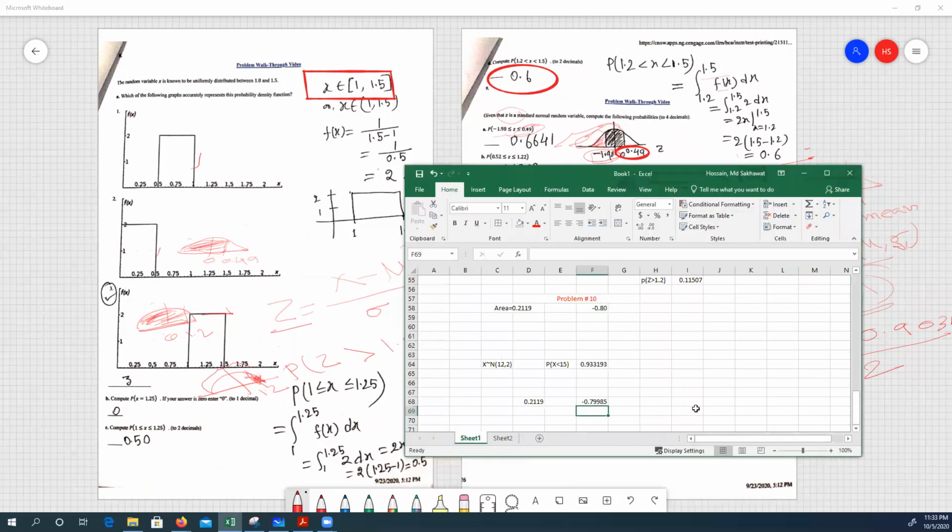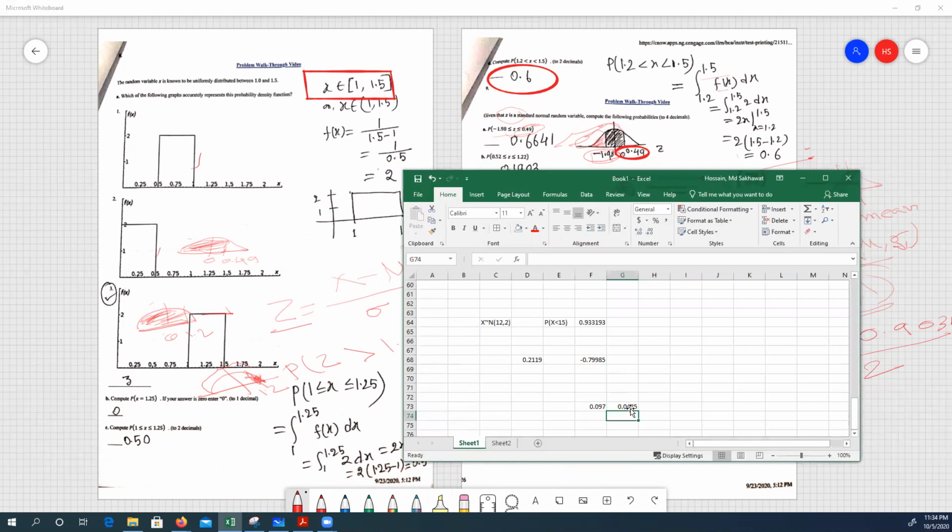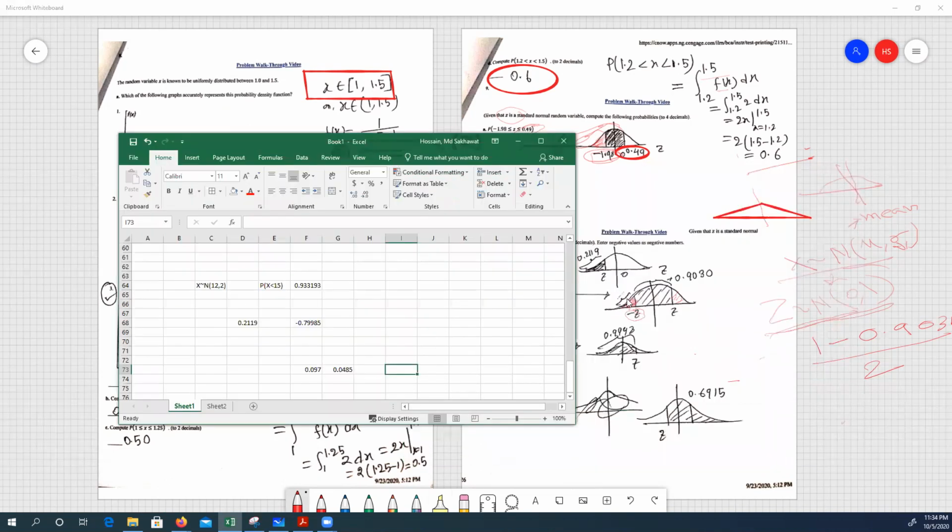And you have to find the z square. So to find the z square, you know the area is 1 minus 0.9030. This will give you the area of the unshaded region. If you divide this by 2, then you will get the area on the left side of the negative number, which is 0.0485. So this is the area of this part on the left side of this negative number.